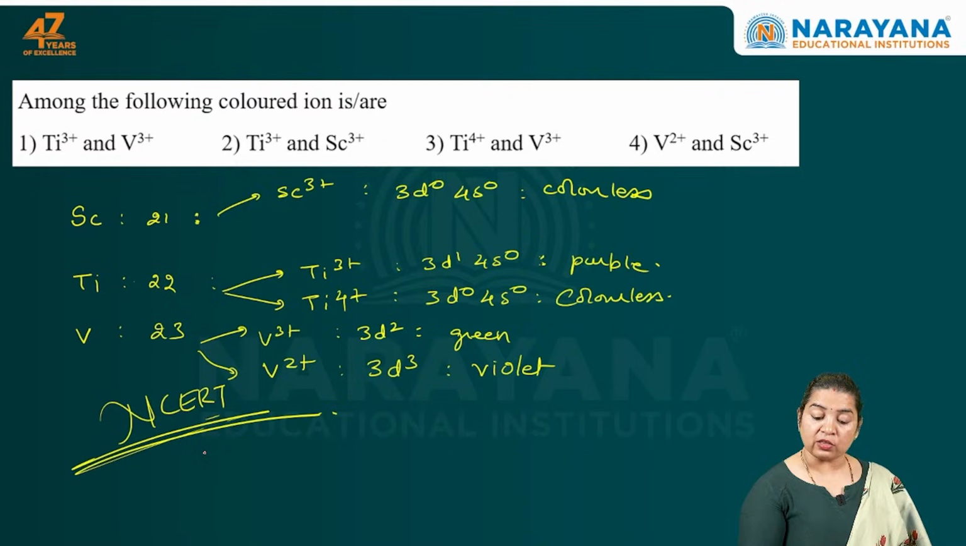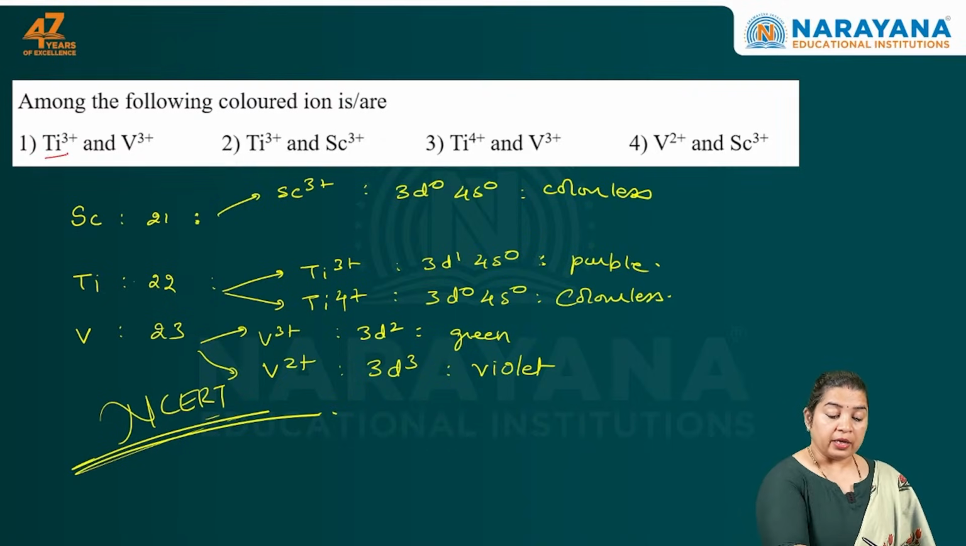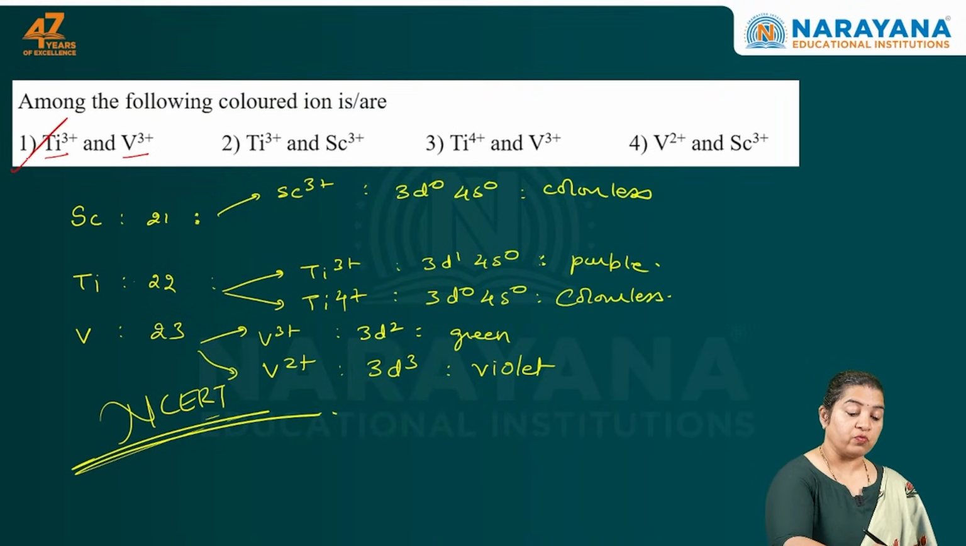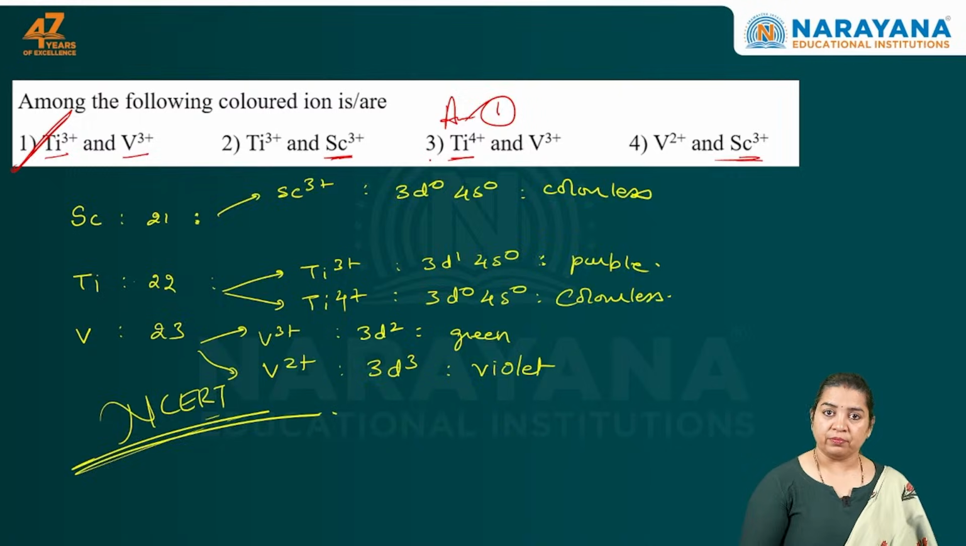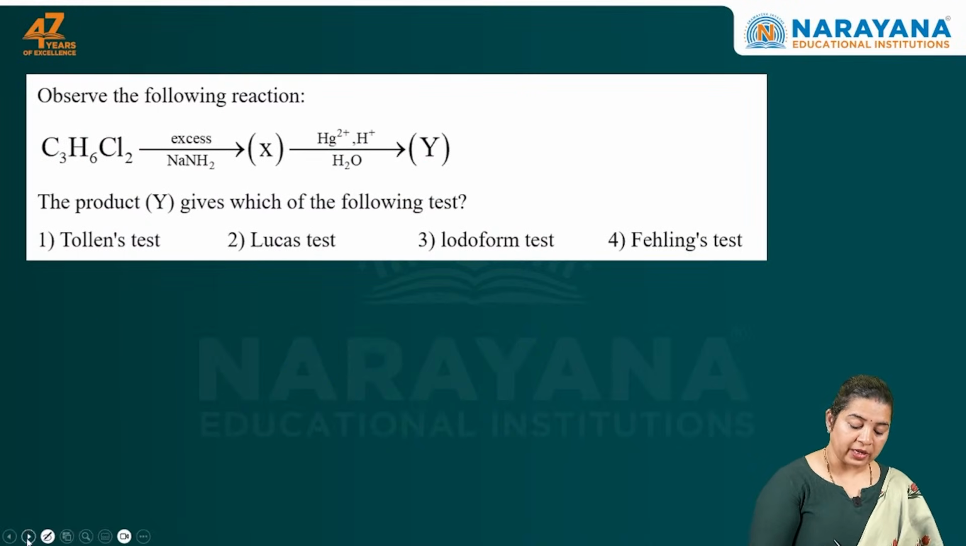Among the following, which is the colored combination? Let us conclude. Yes, titanium 3 plus was colored, vanadium 3 plus was colored. So, the first is our answer. Others went wrong: scandium 3 plus is colorless, titanium 4 plus is colorless. So, the answer for this is option number 1.